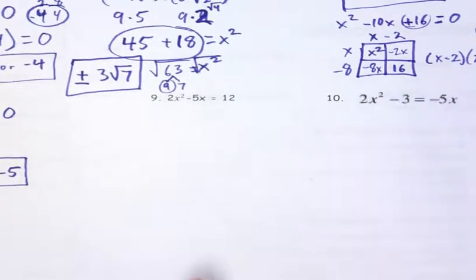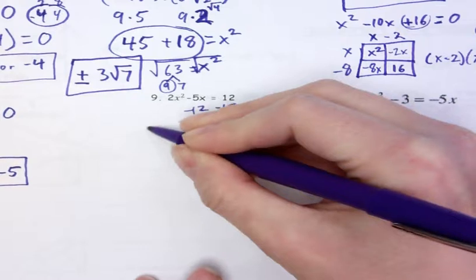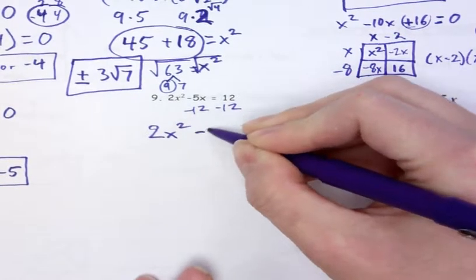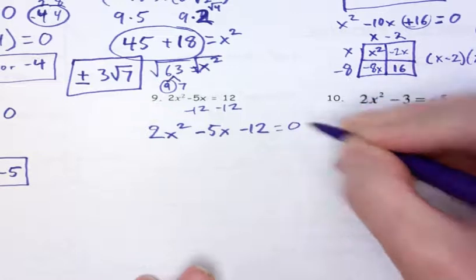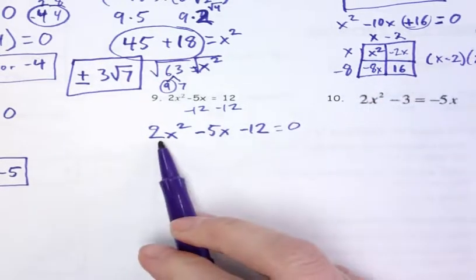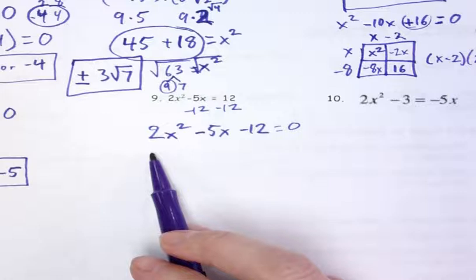So, what's the first step, everyone? It's 12. Yeah, so now I have 2x squared minus 5x minus 12. Does anyone remember what we do when we're factoring when a is greater than 1? When we have 2x squared? What's the first step?